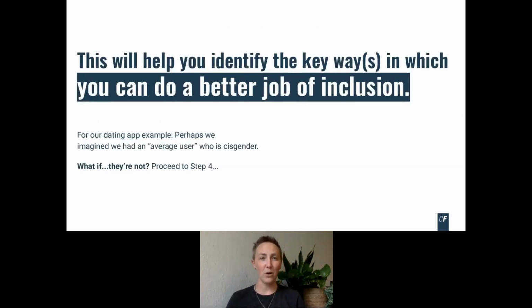Moving on to step 4, not yet, never mind. These questions will help you find those ways to be more inclusive. Oh yes, in a minute we're going to be doing a writing exercise. For our dating app example, we're going to be writing for a hypothetical dating app. Maybe we assumed that our average user, heavy on the air quotes, is cisgender or identifies within the gender binary as a man or a woman. What if they're not? All right.